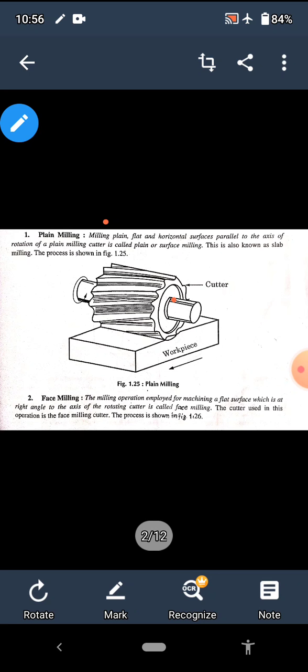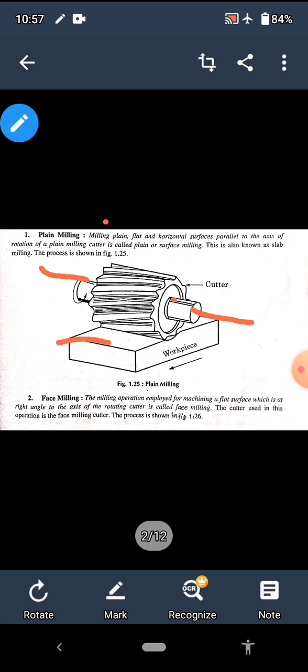So in case of plane milling, we are producing plane, flat, horizontal surfaces parallel to the axis of rotation of the plane milling cutter. This is called plane milling, surface milling or slab milling. So here is the axis of the milling cutter and we are producing plane flat surfaces, this one, parallel to the axis of rotation of the milling cutter.